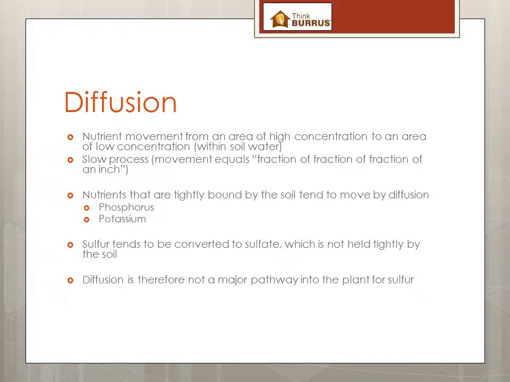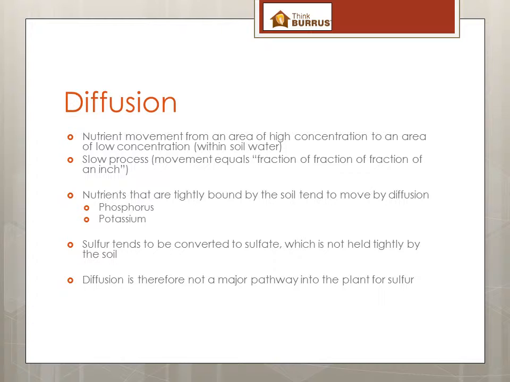So, could it be diffusion? Diffusion is nutrient movement from an area of high concentration to an area of low concentration. You have these little films of water within the soil between soil particles, and nutrients that move by diffusion just vibrate through those little films of water. It accounts for fractions upon fractions of an inch of movement for various nutrients. The two big ones that tend to move this way are phosphorus and potassium. Nutrients that are held tightly by the soil tend to move by diffusion, this slow, fraction-of-an-inch movement from an area of high concentration to an area of low concentration in soil water.